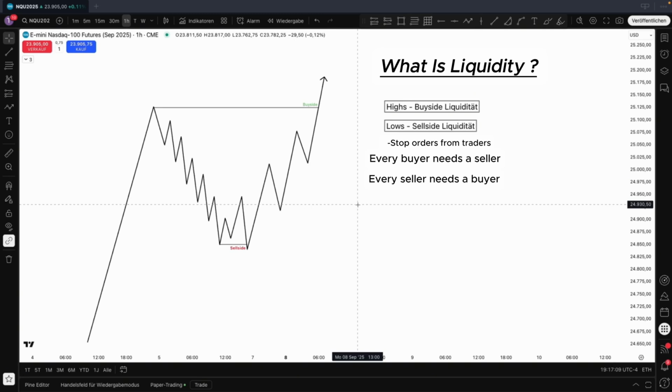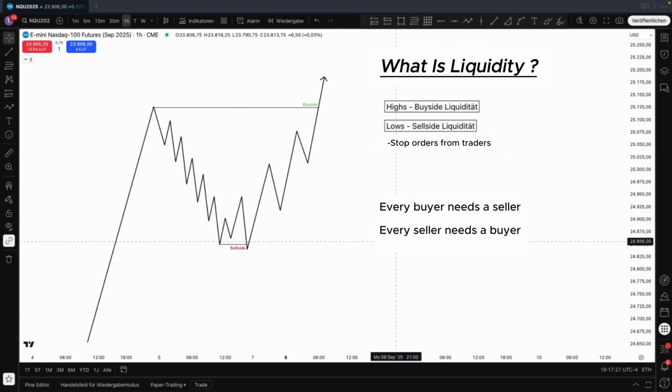When banks want to load their huge orders, they obviously need, if they're going long, a seller for every buy, and if they're going short, a buyer for every sell. That's the principle of the market. Every buyer always needs a seller, and every seller, in turn, needs a buyer. Markets, or more specifically, the big players, cannot simply load countless orders without always having a seller for all those buy orders, for example. And it's exactly the same the other way around. Accordingly, they rely on this important liquidity that lies just above these highs.